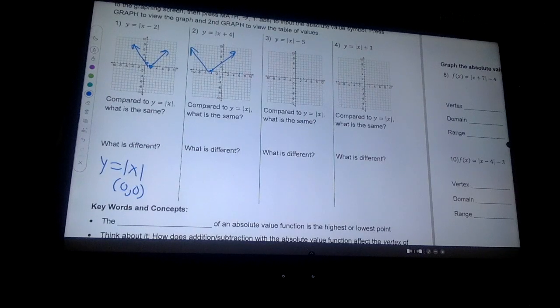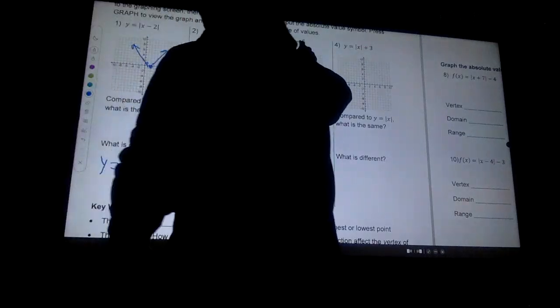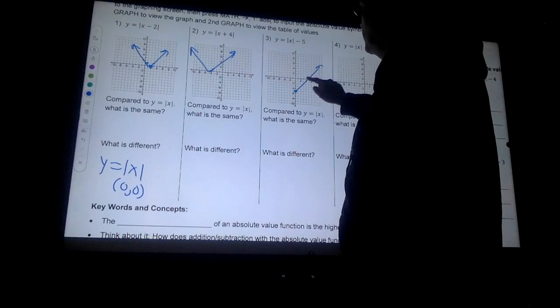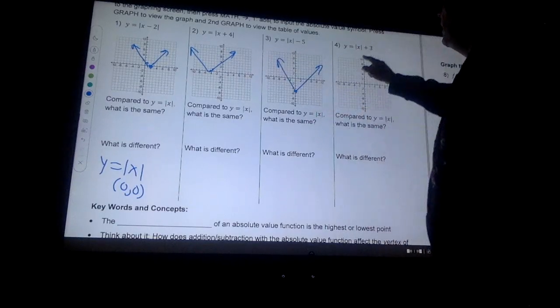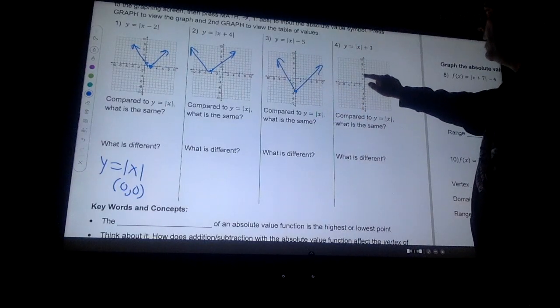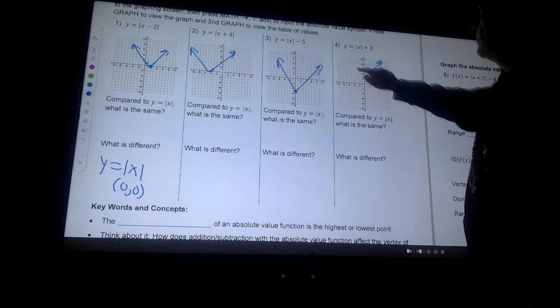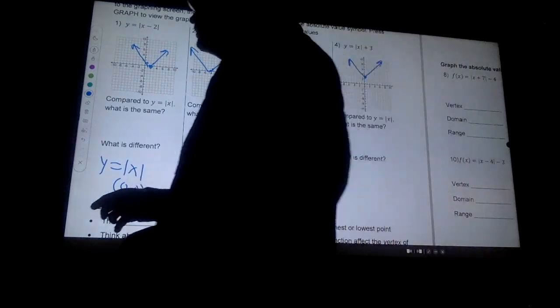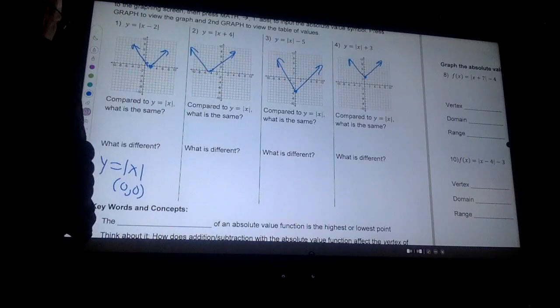But for 3 and 4, I don't have the number inside. So if I have a number outside, it's going to start down here at 5 and do this. And this one is going to go up 3 and do this. So if it's outside the absolute value, it does the same direction you would think. If it was a negative outside the absolute value, it goes down. If it's a positive, it moves up. So that's kind of goofy. It's weird to think about. So we'll keep that in mind. We'll definitely be working it.